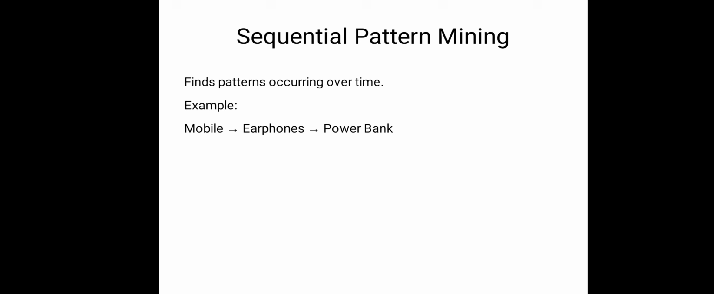Sequential pattern mining. Sequential pattern mining discovers the order of purchases. For example, a customer buys a mobile, then purchases earphones, and after that purchases a power bank. Later, the recommendation system suggests accessories after the mobile purchase, because if they purchase a mobile, the following accessories are likely to be purchased by the user. So this is sequential pattern mining.